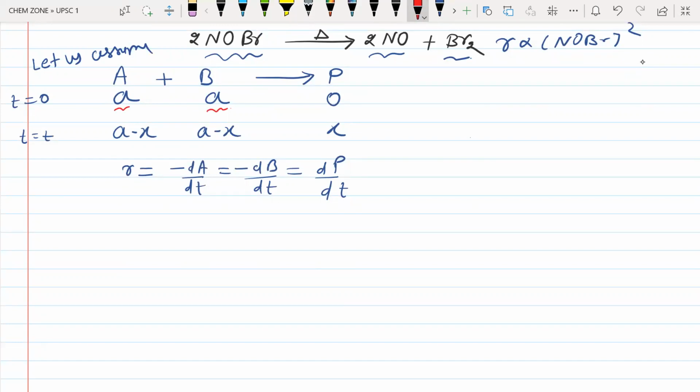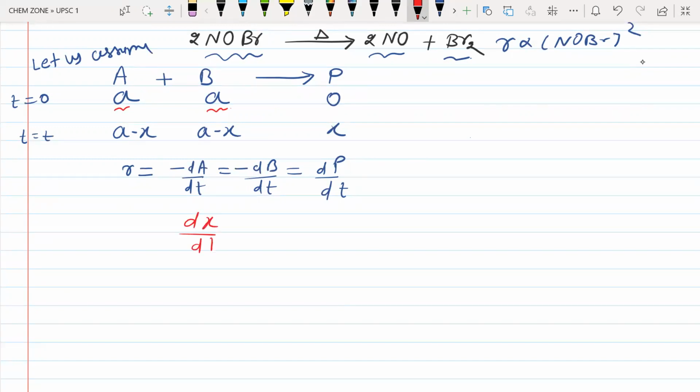After some time, when X mole of A gets converted into product, at the same time X mole of B also gets converted into product. So the rate of reaction can be given, in terms of A, as minus dA by dt. In terms of B, that can be equal to minus dB by dt, or in terms of product, we can say dP by dt.